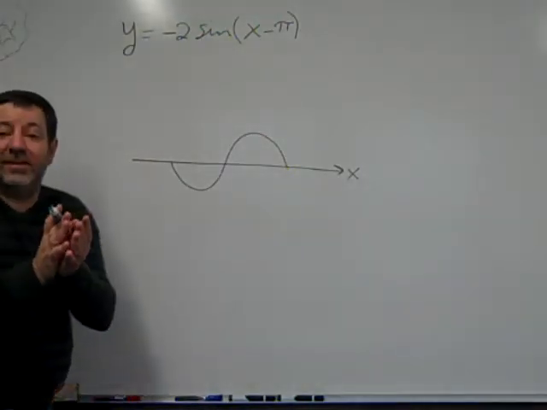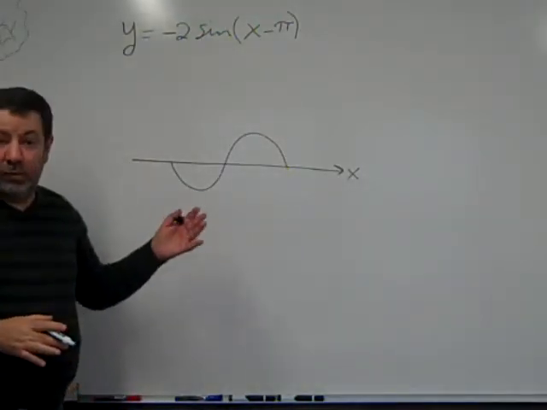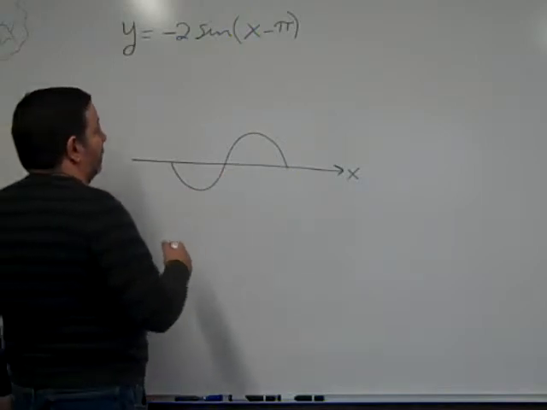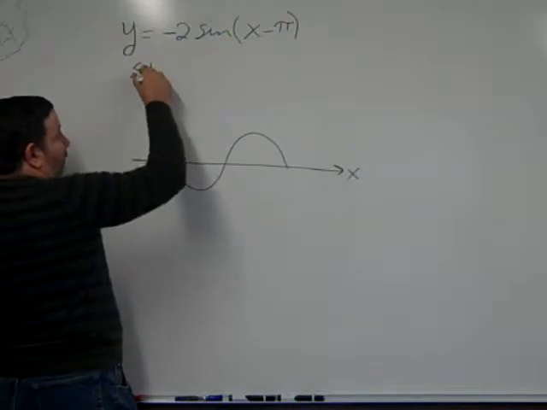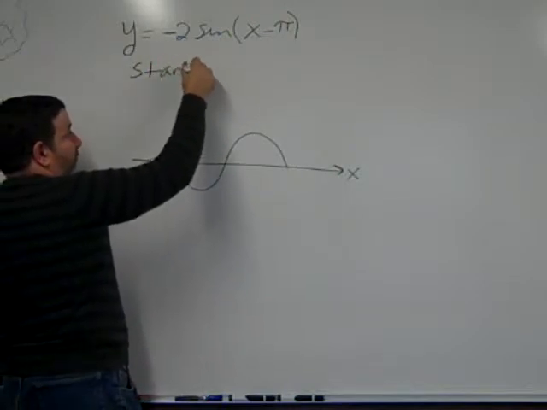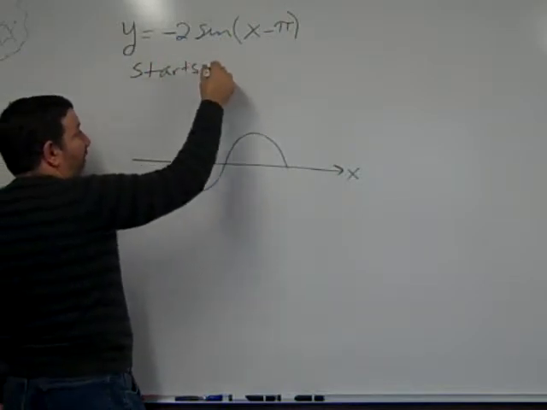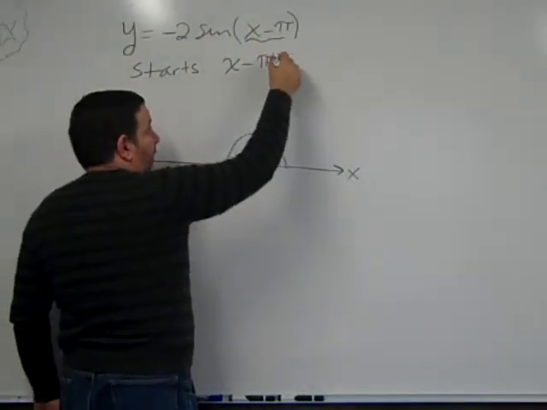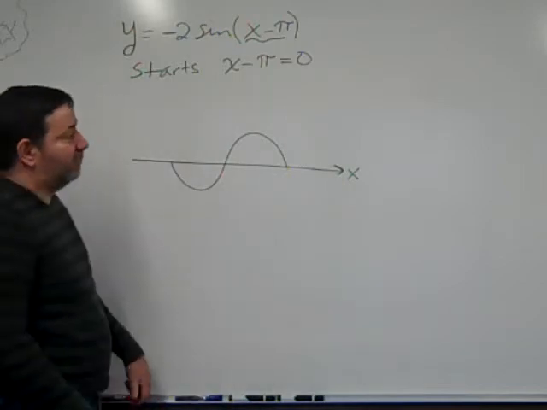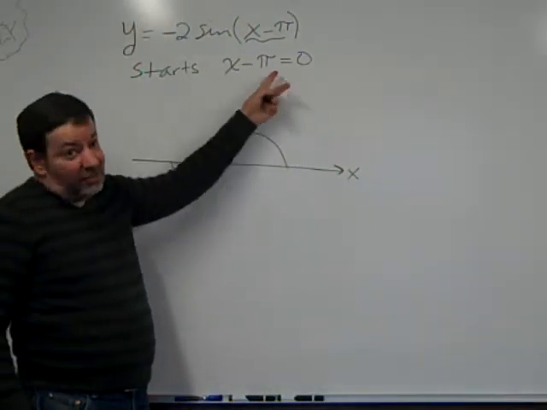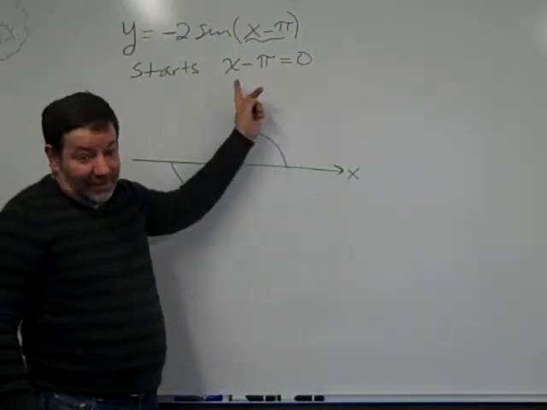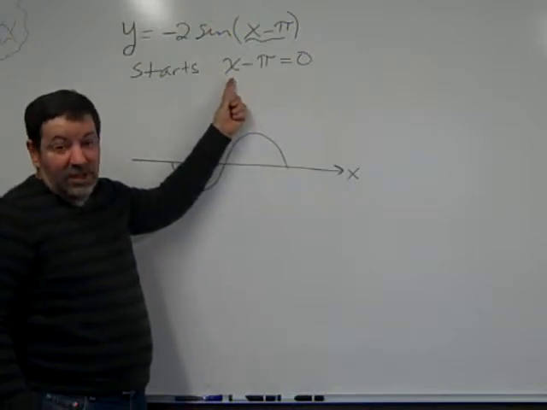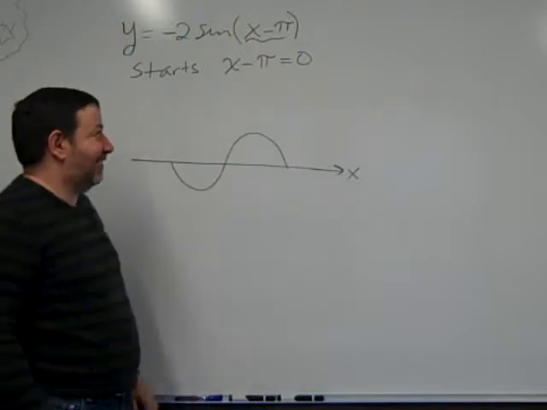Okay, first thing you do is draw one period of the sine graph. And then you do a couple of things. You find out where the graph starts. And it always starts when the angle, x minus pi, is equal to 0. If you subtract two things and you get 0, that's because these two quantities are the same. X is pi. Pi take away pi is 0.